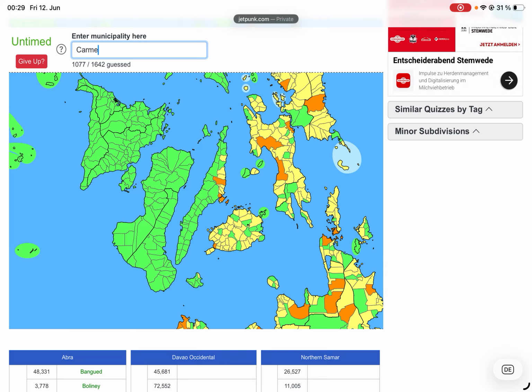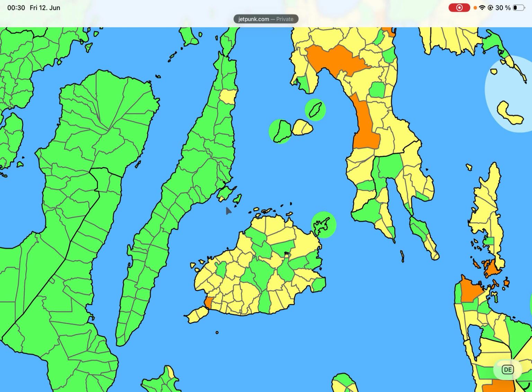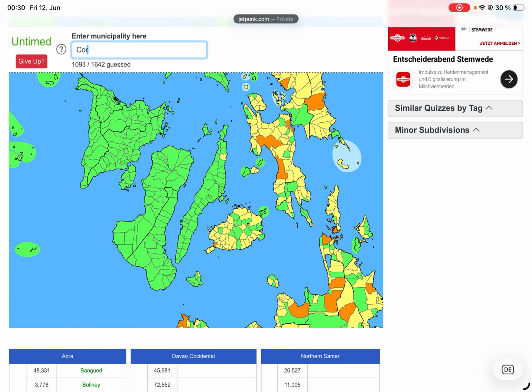We have Carmen, Catmon, the component city of Danao, Compostela, Liloan, Consolacion, Mandaue, Lapu-Lapu, and this very small, tiny piece of land here is called Cordova. Also its own municipality. But what is this one? Can't think of it right now, but let's just continue with the province of Bohol.